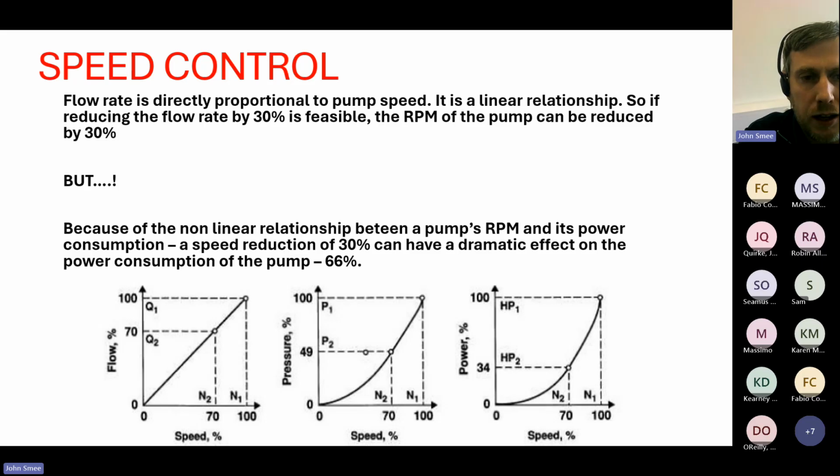So you say, look, okay, here's the system. The pump is doing 100 litres a minute, but we really only need 70. We can reduce our flow rate. That results in a speed reduction of 30%. But because of this non-linear relationship between the pump speed and its power consumption, if we reduce that speed by 30%, we have a massive, massive drop in power consumption.